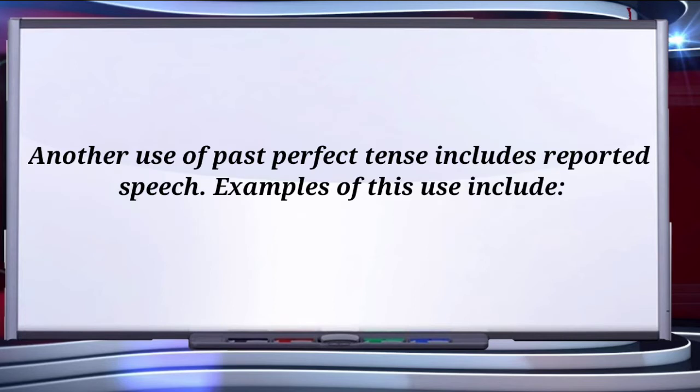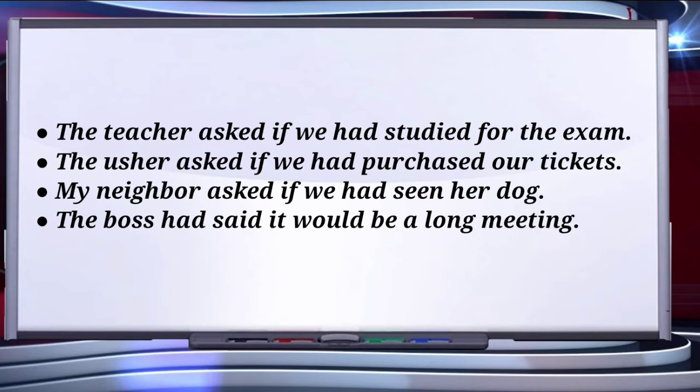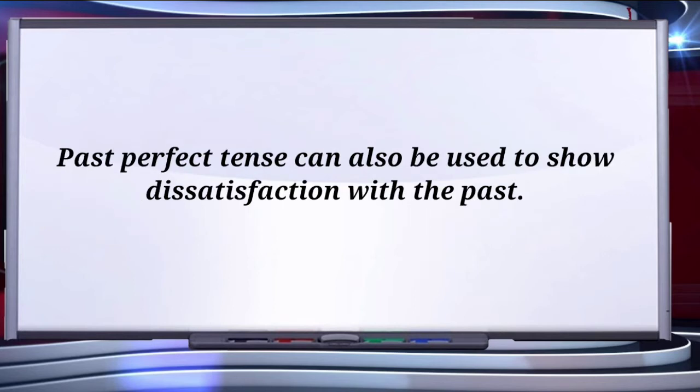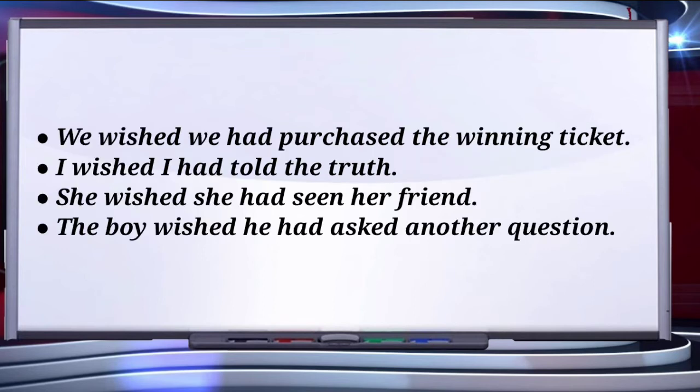Another use is in reported speech. For example, the teacher asked if we had studied for the exam. The boss had said it would be a long meeting. So for reported speech we use past perfect tense. It can also be used to show dissatisfaction with the past. For example, we wished we had purchased the winning ticket. I wished I had told the truth. You're dissatisfied with the past, and to show such actions we use past perfect tense.